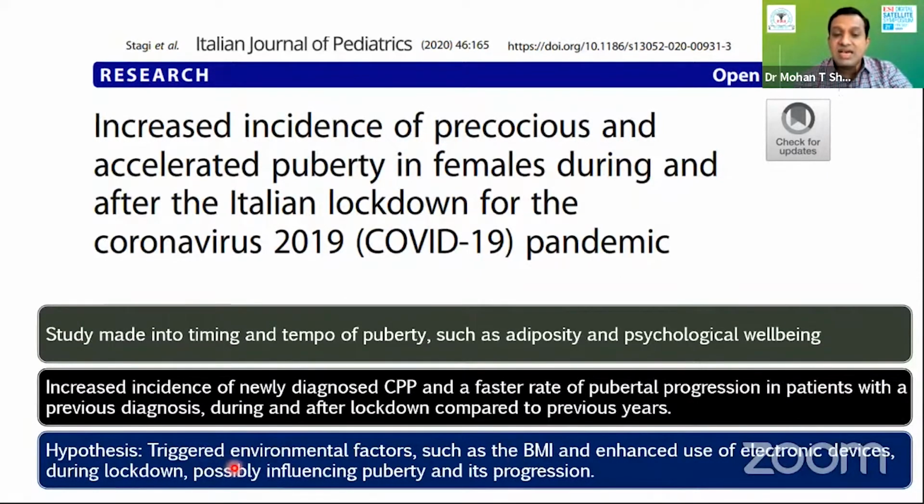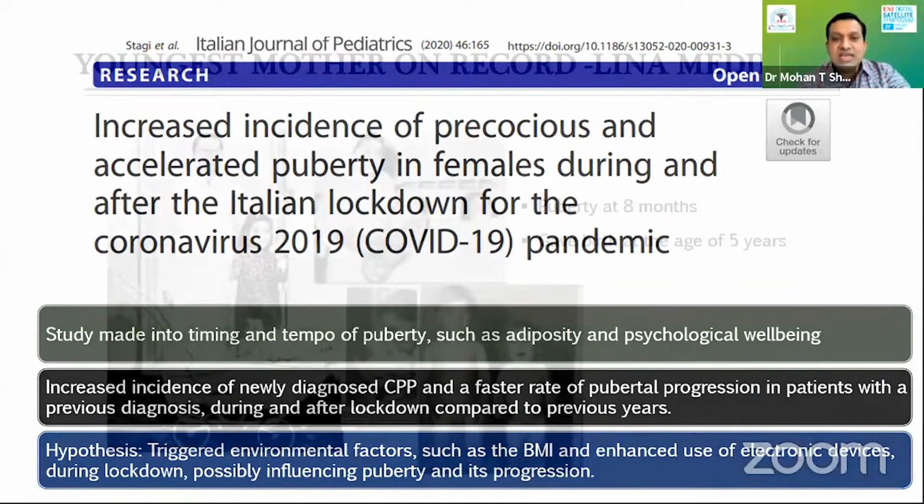We can see the triggers were environmental factors: the children were confined indoors, with enhanced use of electronic devices. So there is background radiation also. There are various hypotheses mentioned. The population of central precocious puberty was also newly diagnosed. So this is the thing. Even the previously diagnosed people progressed faster, also with therapy.